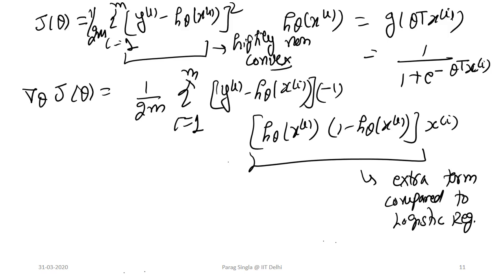And also note that in this case this is highly non-convex, right, because of the form of the h_theta function. But nevertheless, this is our gradient, and given this we can use the standard gradient descent update rule to learn the parameters of a perceptron.